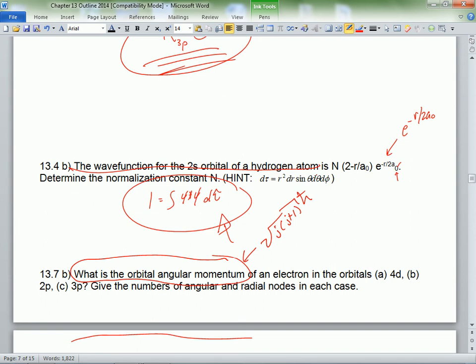Angular nodes is little l, radial is n minus l minus 1. I just think of it this way: angular is little l, and the total is n minus 1. I memorize the least things possible. So if you want the radial, you're right, it'd be n minus 1 minus l. But I just think of the total as n minus 1, and angular is little l.